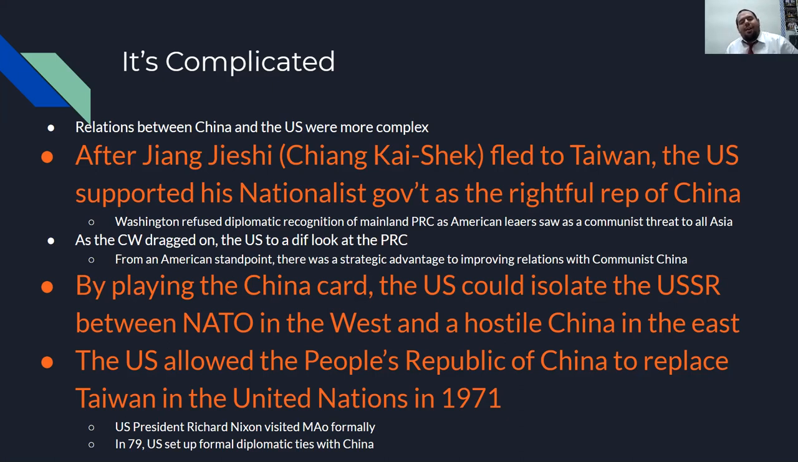As the Cold War dragged on, the U.S. took a different approach to the PRC. From an American standpoint, there's a strategic advantage to improving relations with communist China by playing the China card. The U.S. could isolate the Soviet Union between NATO in the West and a hostile China in the East. And the U.S. allowed the People's Republic of China to replace Taiwan in the United Nations, 1971.